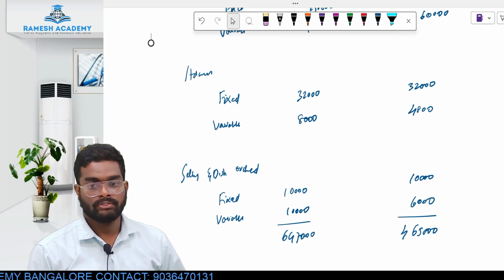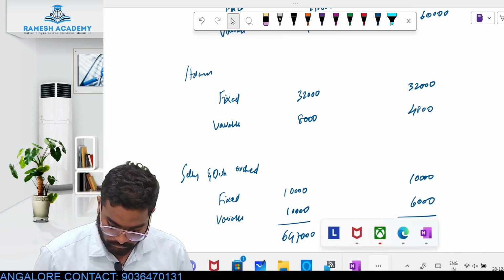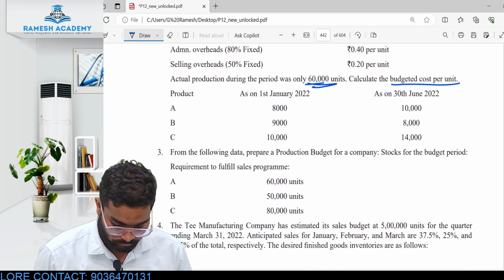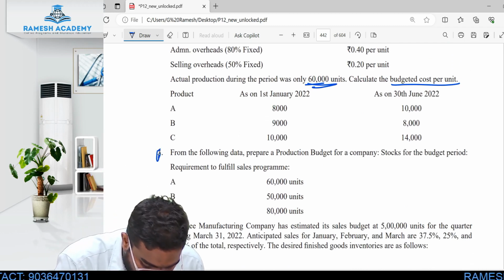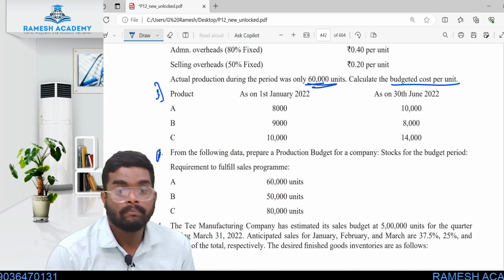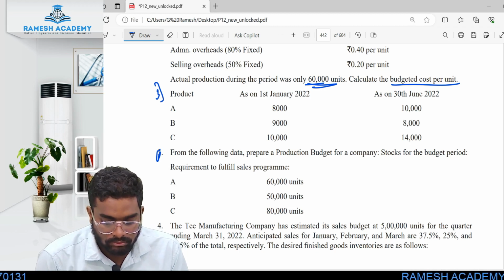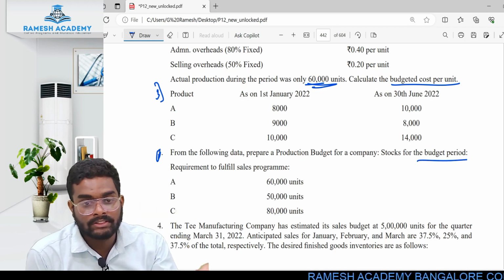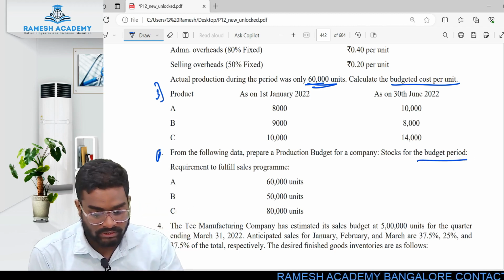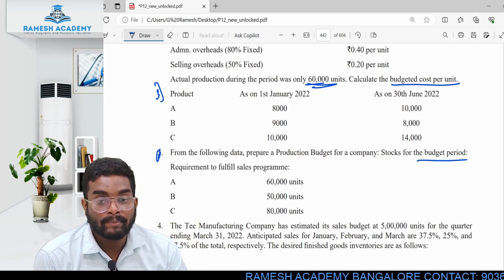So next we'll go to the third question now. Actually the third question starts from here. Please see that. From the following data, prepare the production budget for the company. They have given opening stock, closing stock, and the sales. We have to prepare the production budget.